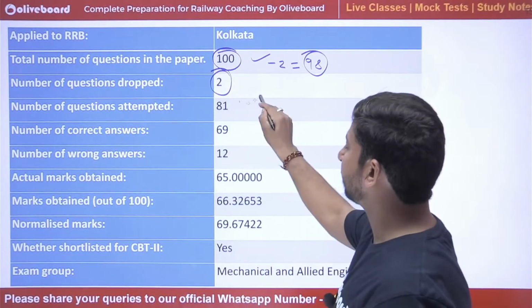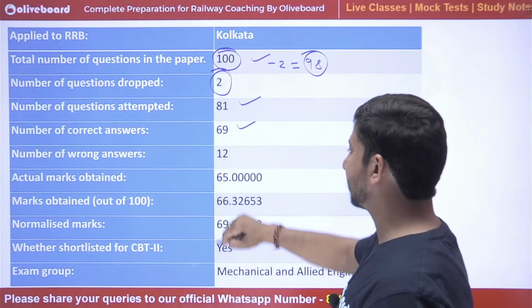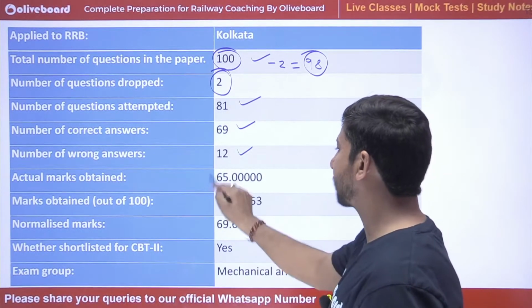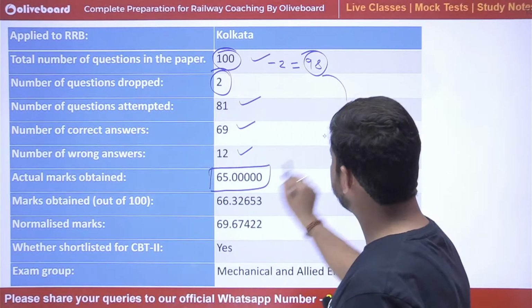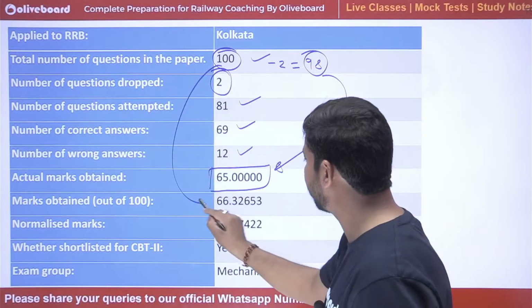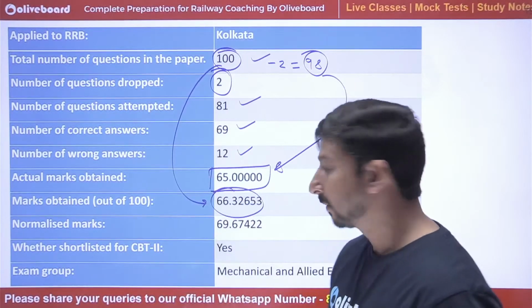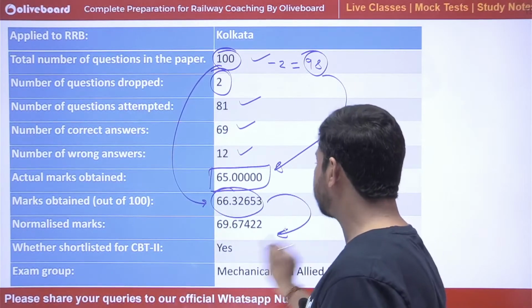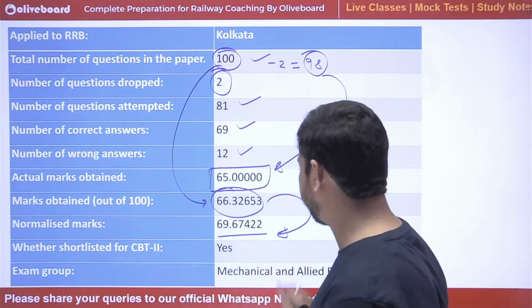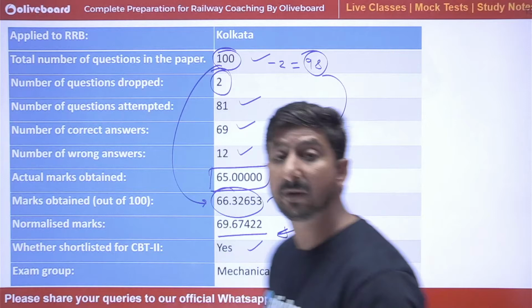Number of questions attempted is 81, correct questions were 69, wrong questions were 12. That means the actual marks obtained out of 98 is 65. But if I calculate these marks out of 100, it becomes 66.32. Getting or not? When these marks are normalized, it comes out to be 69.67. I hope you all are getting this. Getting or not? And it is eligible for the second stage.